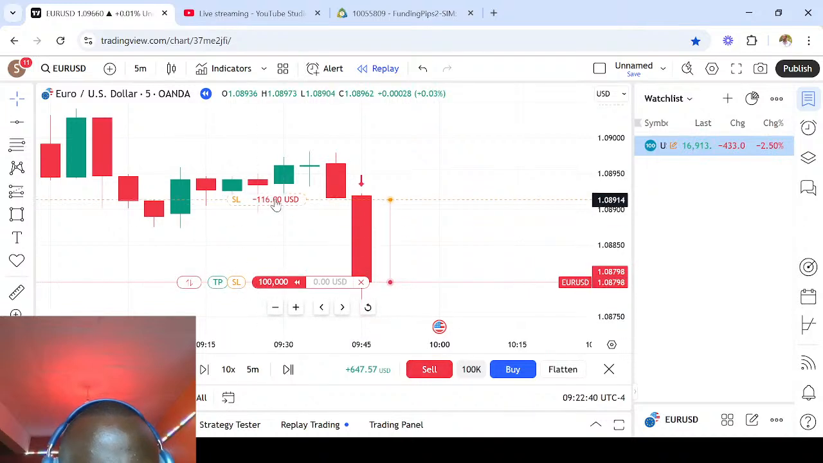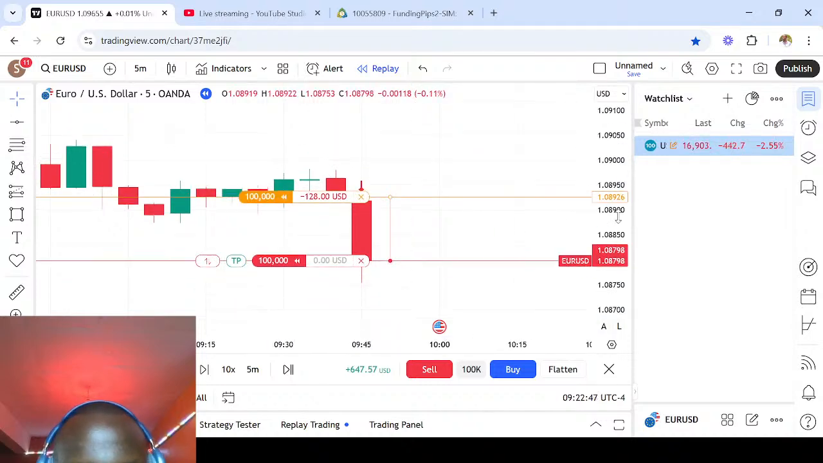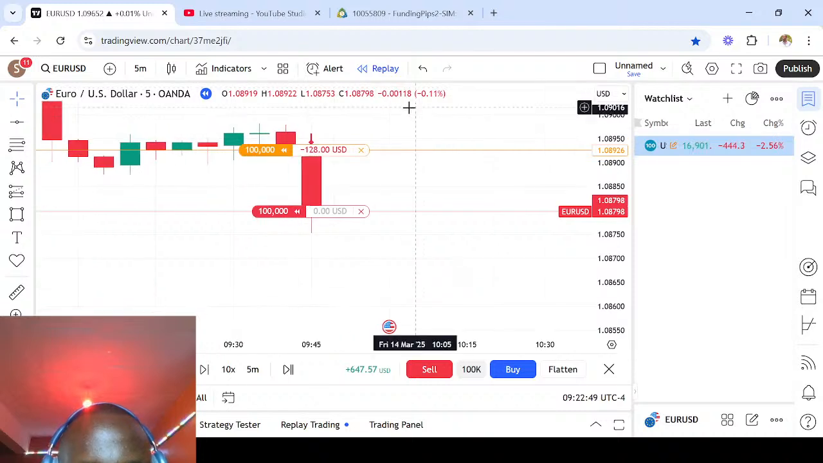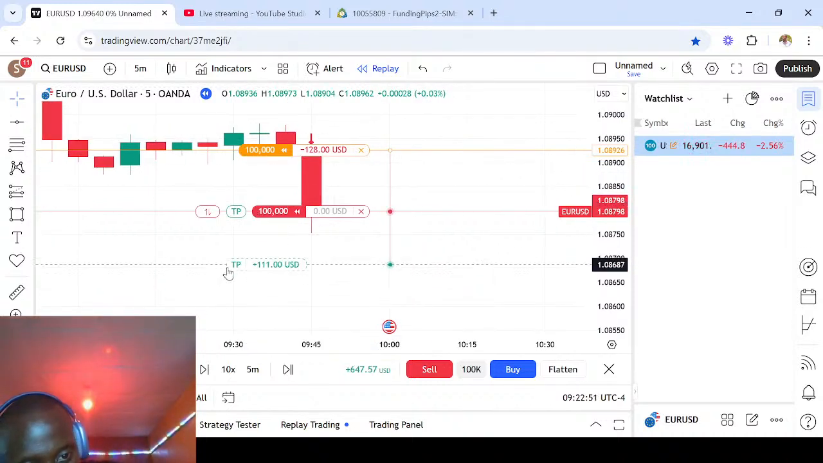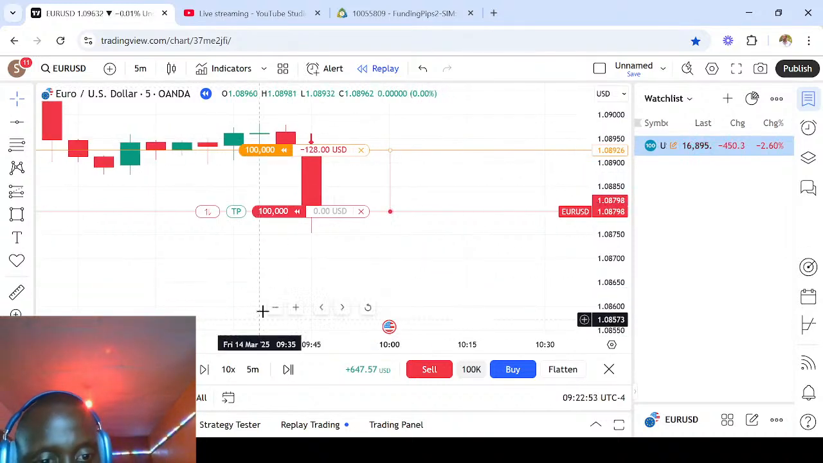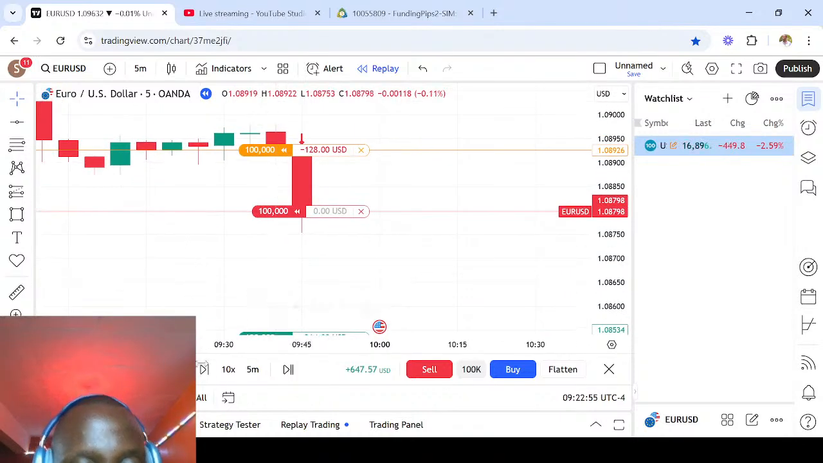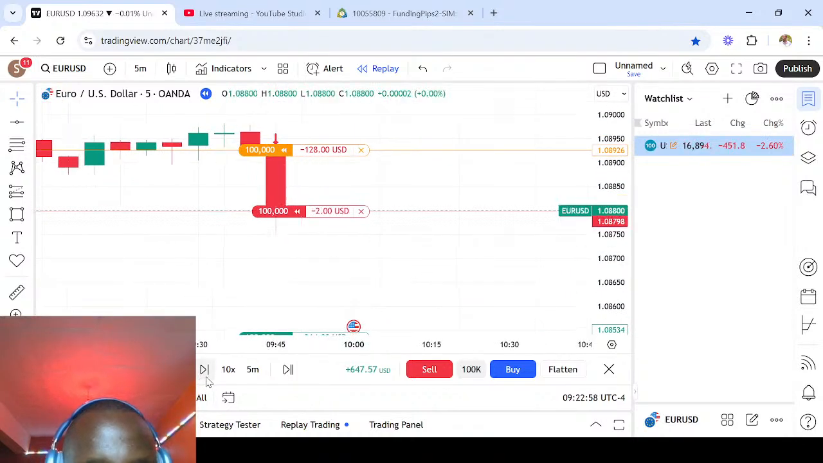We have news at 10 a.m. This is a very bad idea. Very, very, very bad idea. But signal came in. So 128. So we are going for 260. Okay. That is not bad. Let's see.